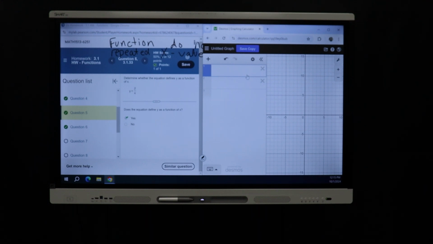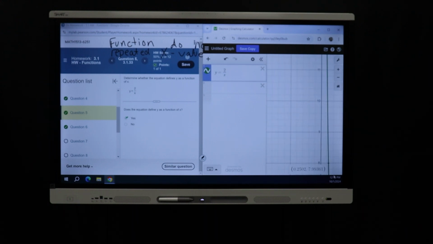Okay, so we have y equals 2 over x. This one is a function. I can zoom out because we're not looking at specifics. It gets infinitely closer, but it never repeats because it'll get closer and closer and closer forever. But none of these are the same x value because it's just very small increments.